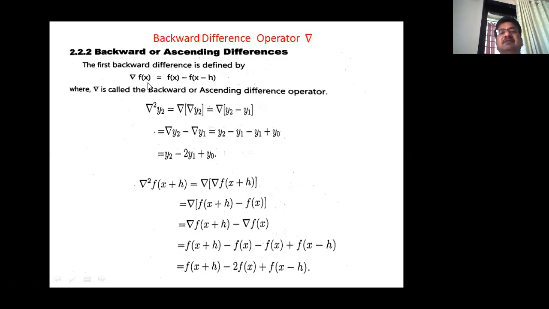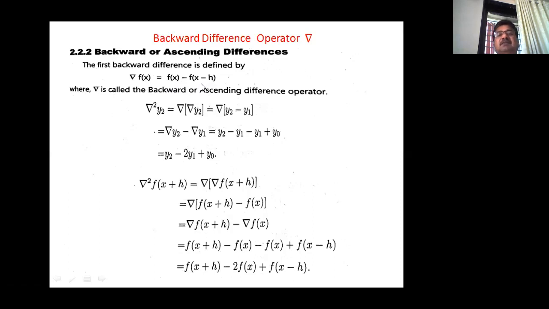What is the definition of the forward difference operator? Delta f(x) is f(x plus h) minus f(x). That is the value at the next point minus the value at the same point. But del f(x) is the value at the same point of the function f minus the value at the previous point, or backward point.